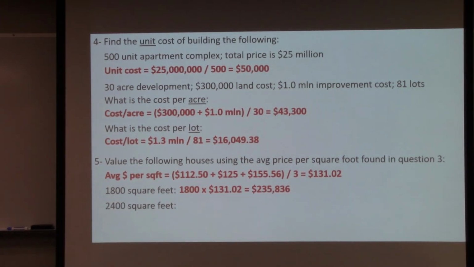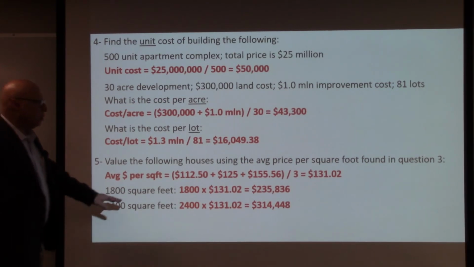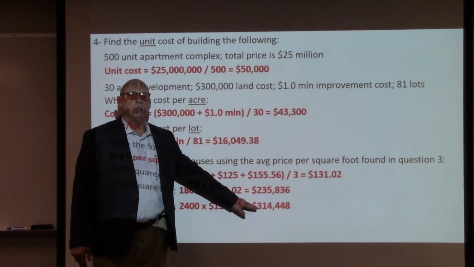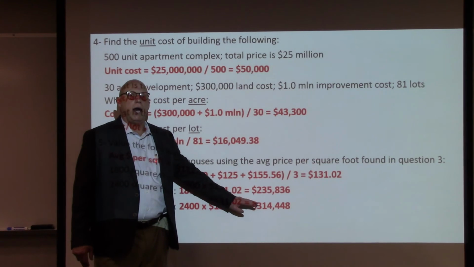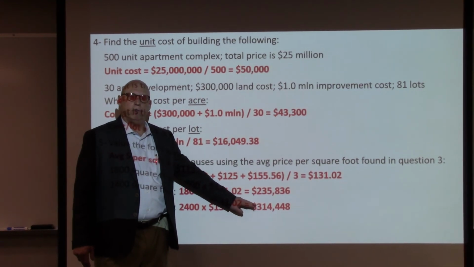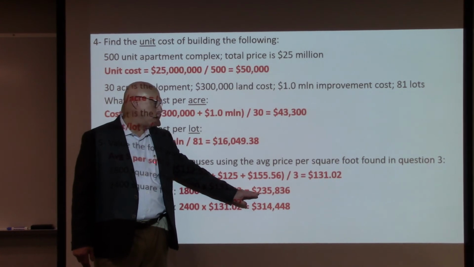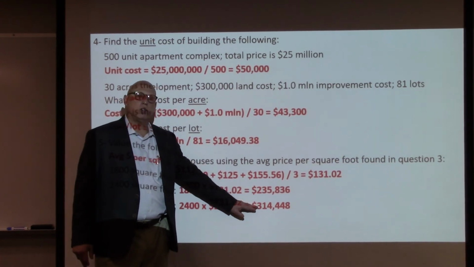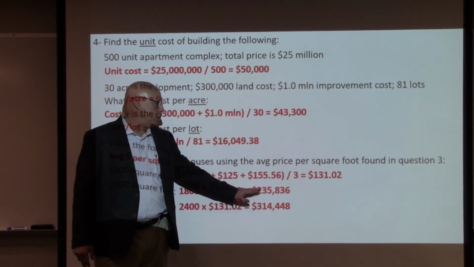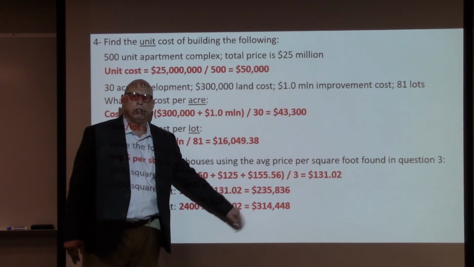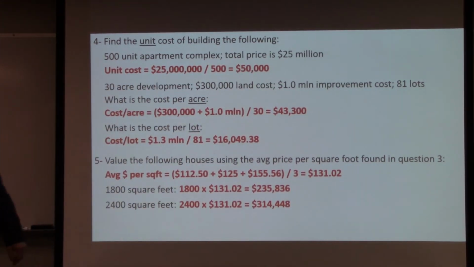2,400 square foot house, 2,400 feet times $131 a foot, $314,448. These are starting prices, folks. Then we have to figure out, how does the lot look? Is it a flat lot compared to bad lots? Is it good dirt versus rocky dirt? How old is the house? What does the finished work look like in the house? There's a lot of research we have to do.